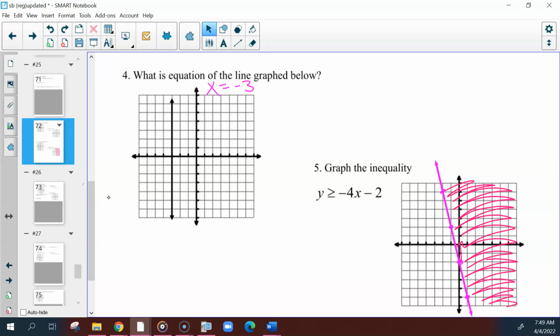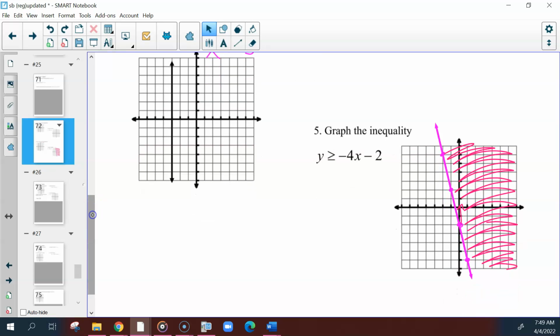And then the last one was an inequality that you had to graph. So start your y-intercept and slope off the same at -2. Then go up 4 to the left 1 as many times as possible, down 4 to the right 1 as many times as possible. This would be a solid line because of the line underneath.